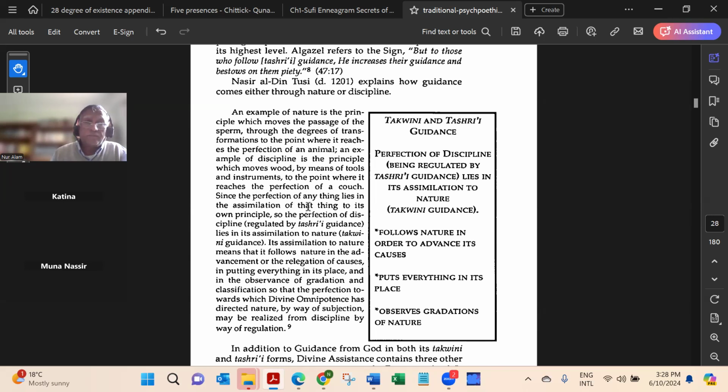Since the perfection of anything lies in the assimilation of that thing to its own principle, the perfection of discipline, regulated by Tashri'i guidance, lies in its assimilation to nature, Takwini guidance. Its assimilation to nature means that it follows nature in the advancement or the relegation of causes, in putting everything in its place, and in the observance of gradation and classification, so that the perfection towards which divine omnipotence has directed nature by way of subjection may be realized from discipline by way of regulation.